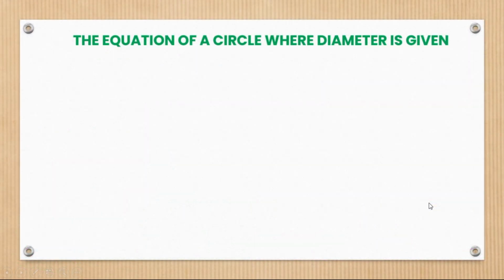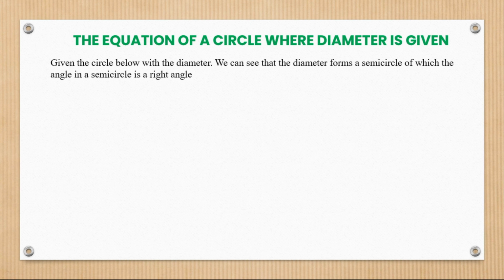Alright, so today we move into something else. Today we shall be looking at how to find the equation of a circle where the diameter is given. Given the circle below with the diameter, we can see that the diameter forms a semicircle, of which the angle in the semicircle is a right angle. Alright, let's take a look at how this works.